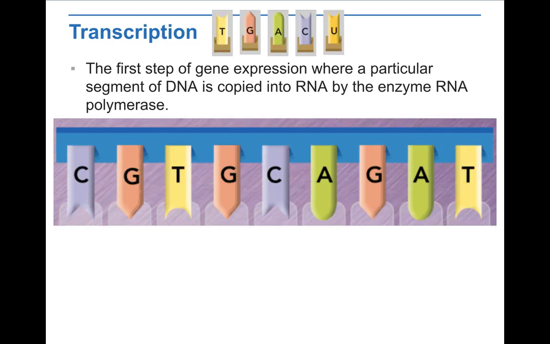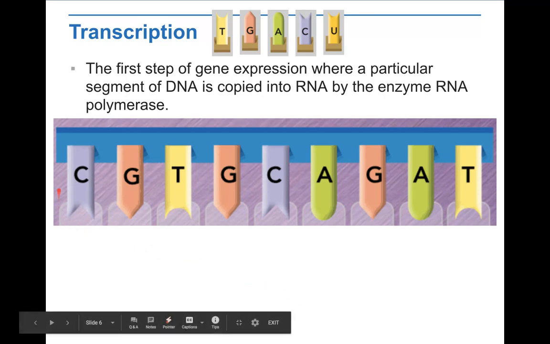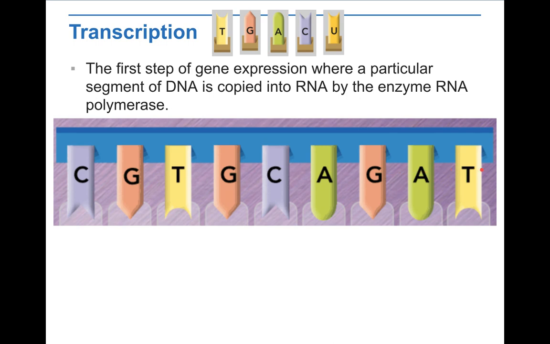So let's talk about how these molecules of messenger RNA are made in the nucleus. Here we're looking at a segment of DNA, and this segment is going to be copied with the help of an enzyme known as RNA polymerase. This enzyme basically reads the segment of DNA and pulls in the necessary nucleotides that would base pair with those nitrogenous bases. So we would read this from left to right.